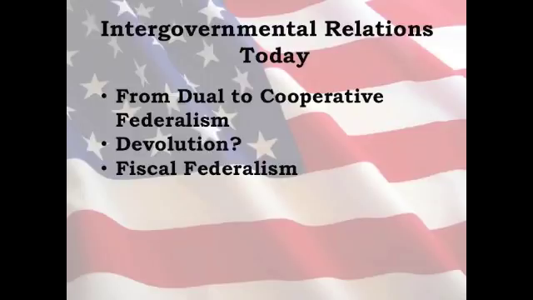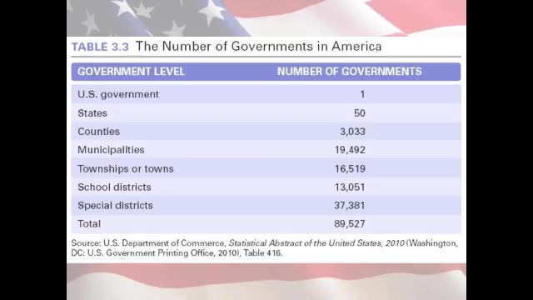This refers to interactions among national, state, and local governments. There are over 89,000 governments in the United States. One national government, 50 state governments, and many other local governments and school districts and special districts. You'll see in this chart how it is broken down.